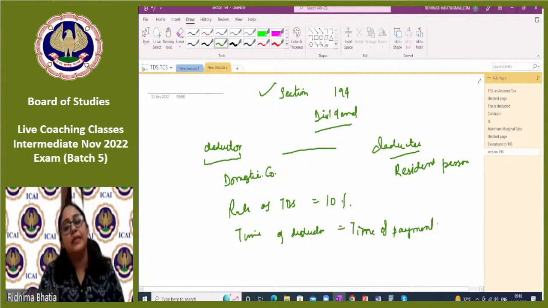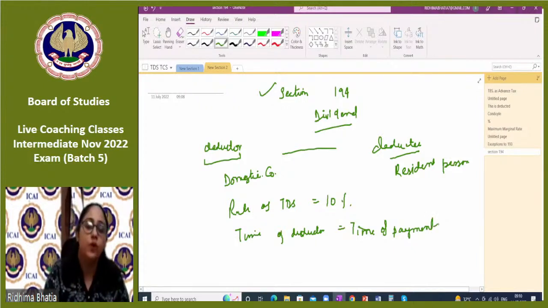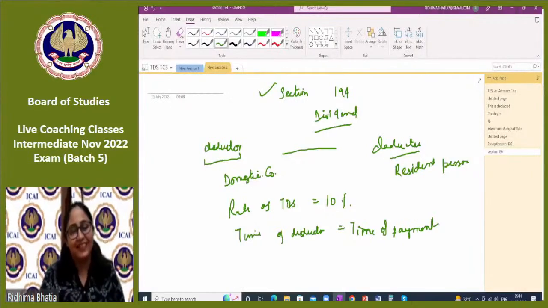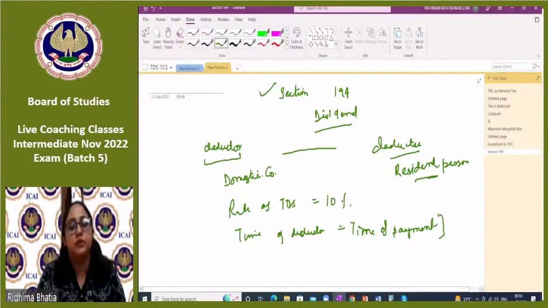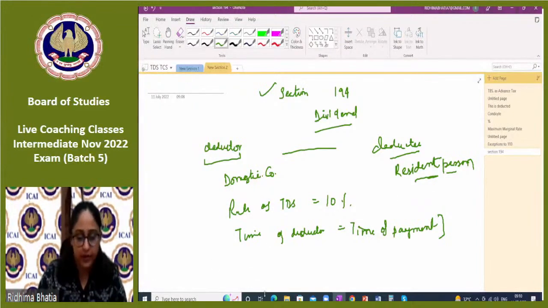Sorry, when the dividend is declared, then you will not deduct the TDS. The moment you will pay it to the shareholders, then you will deduct the TDS. And that only to a resident person. Next, you will say, ma'am, threshold रहेगा बस. Threshold limit is more than 5,000.